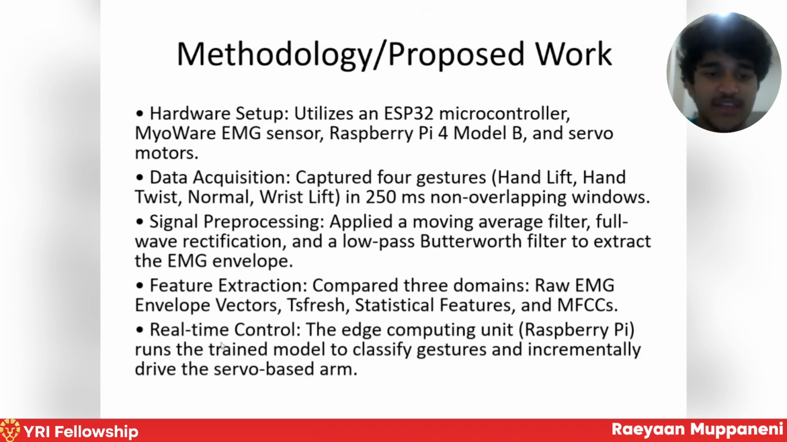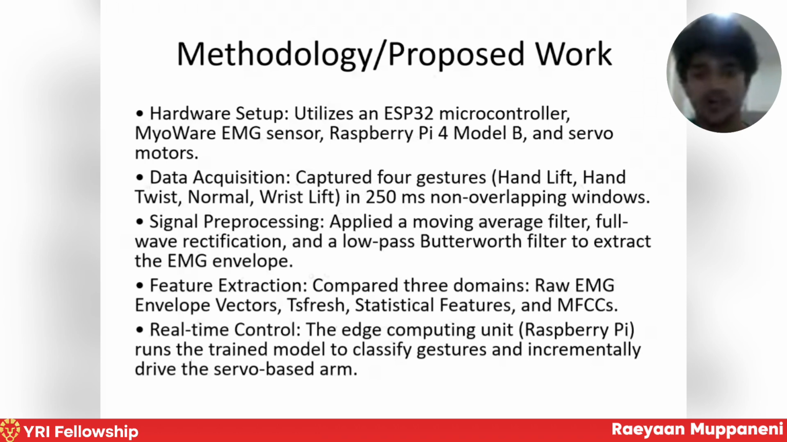And from this, I got the EMG envelope data. Then I used feature extraction software, specifically TS-Fresh and MFCC, to extract features from the raw envelope data. And from there, I had 3 different data sets: the raw envelope, TS-Fresh, and MFCC.